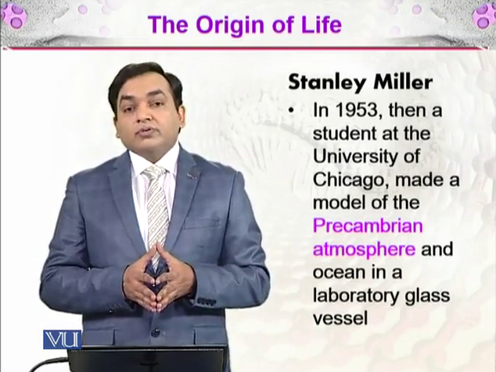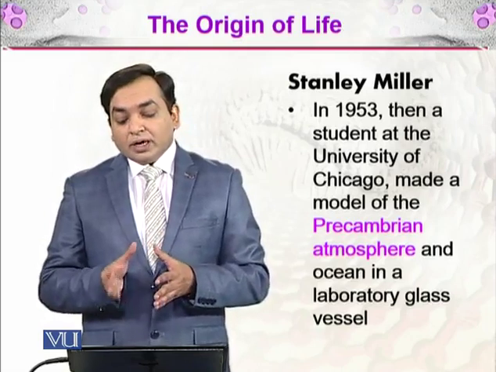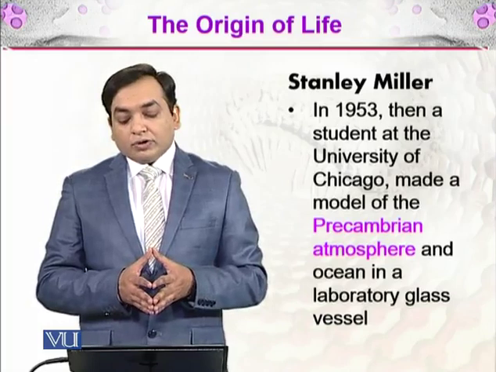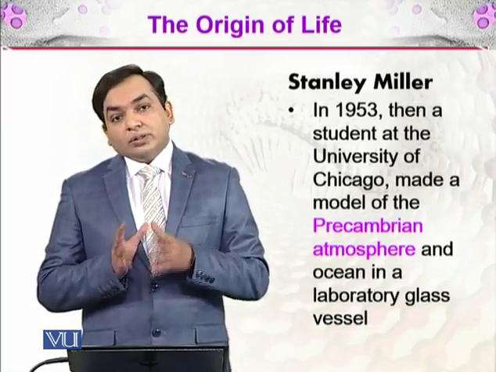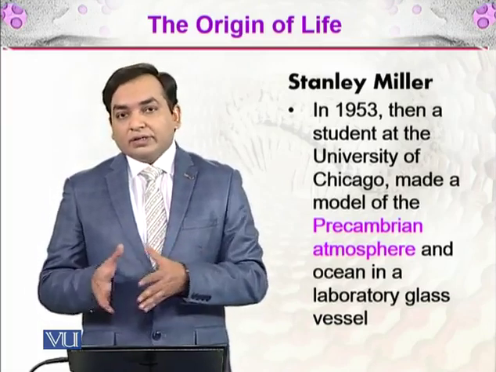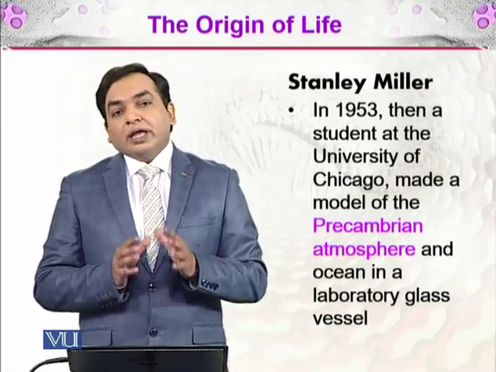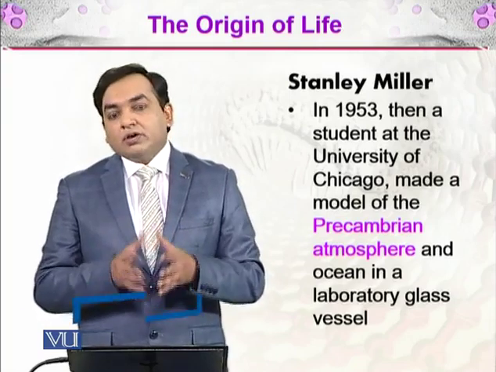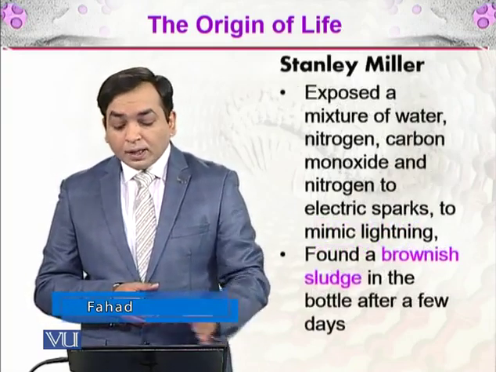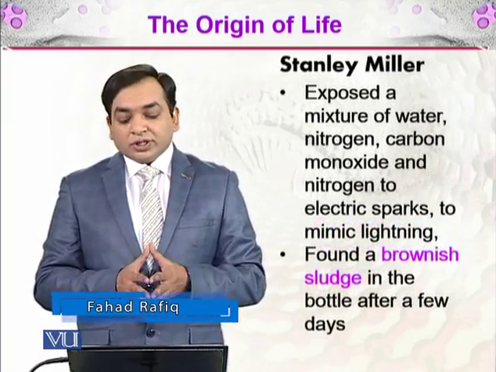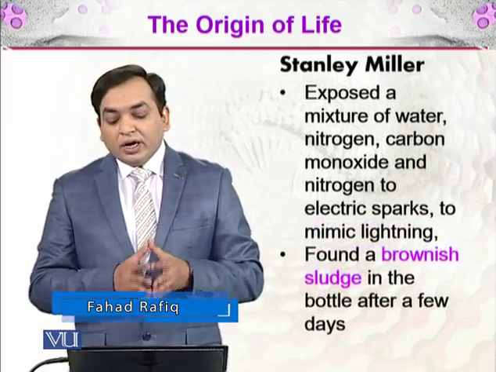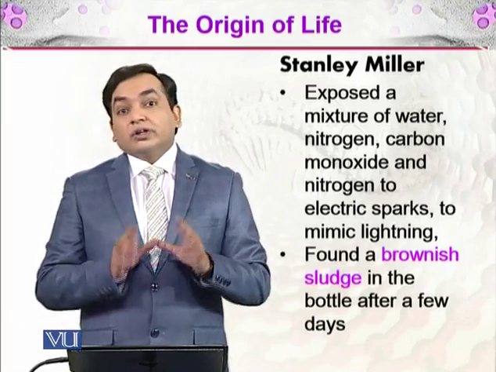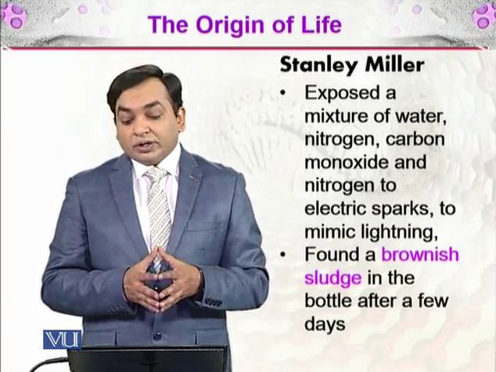He was a student at the University of Chicago, and he made a model of the Precambrian atmosphere and ocean in a laboratory glass vessel. So this student, Stanley Miller, made a model of the Precambrian environment. What was the environment? We'll be discussing that. He exposed a mixture of water, nitrogen, carbon monoxide, and nitrogen to electric sparks in a way that there was heavy lightning on the surface of the earth.